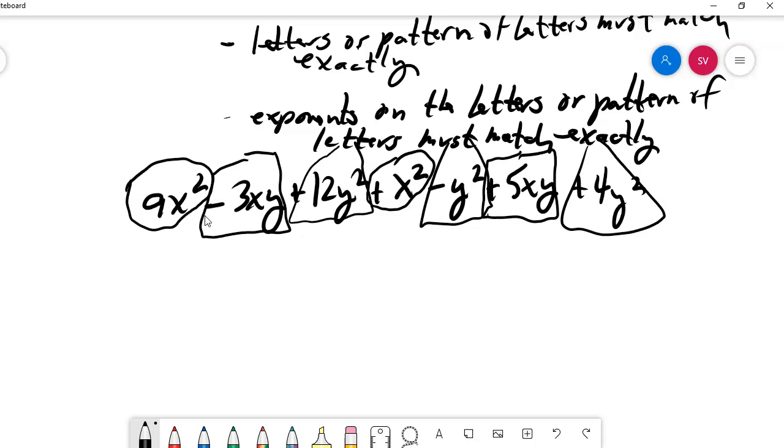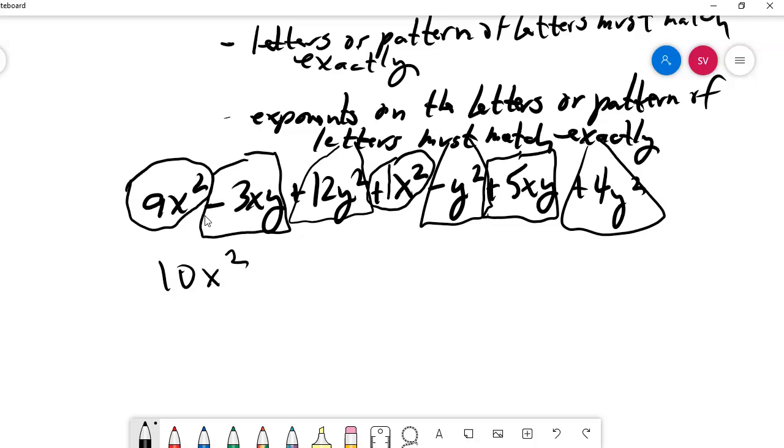Now all we simply do is take the numbers in front of the letters, called coefficients, and add them or subtract them based on what the sign says to do. And you leave the letter and the exponents the same. You don't add the exponents, you don't manipulate them in any way. You just keep the pattern of letters with their exponents intact. So with the x squareds here, I have 9 plus 1, which is 10. And then you keep the x squared the same.